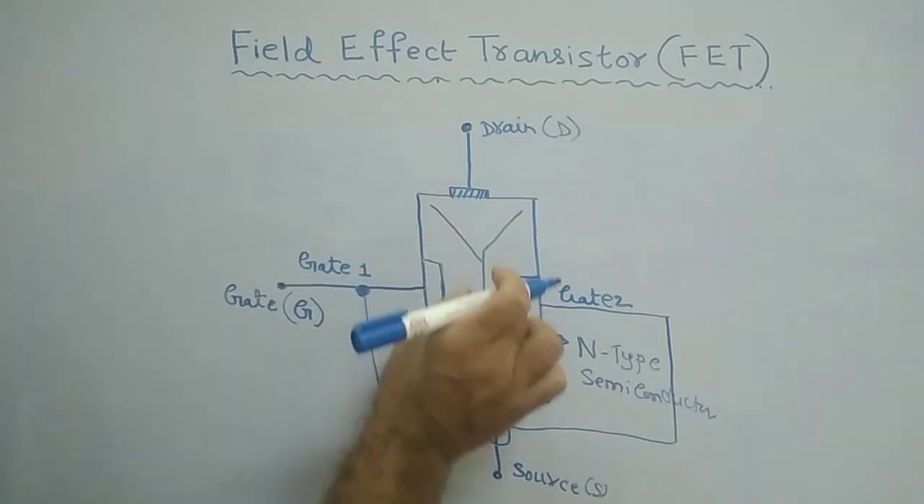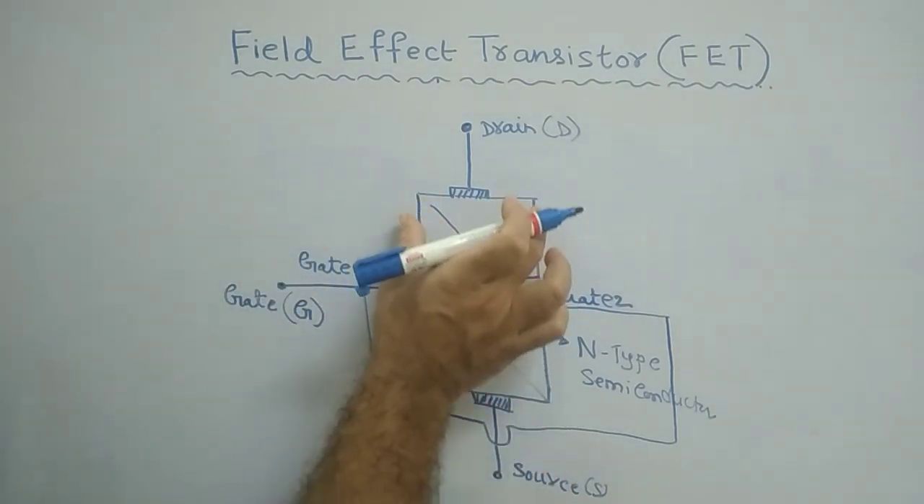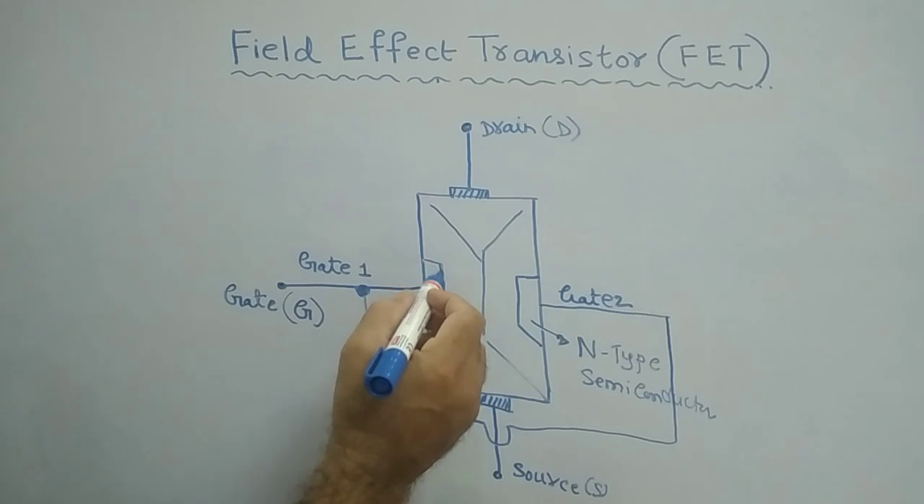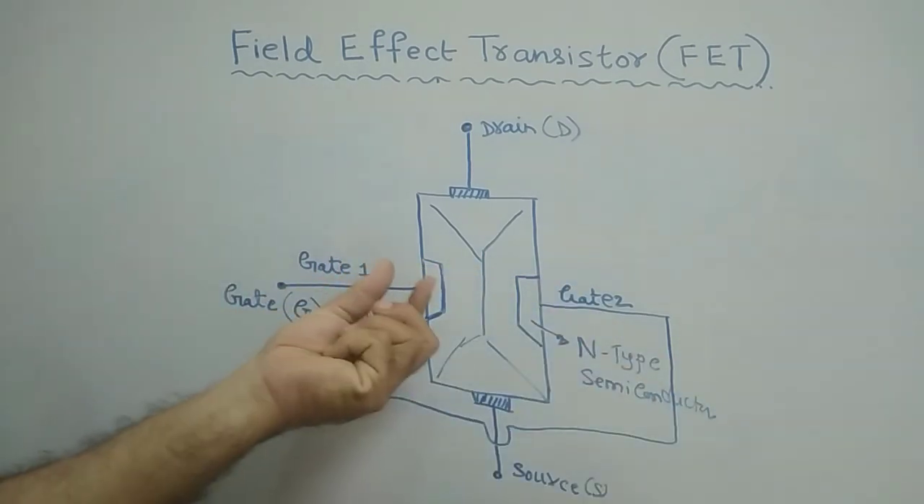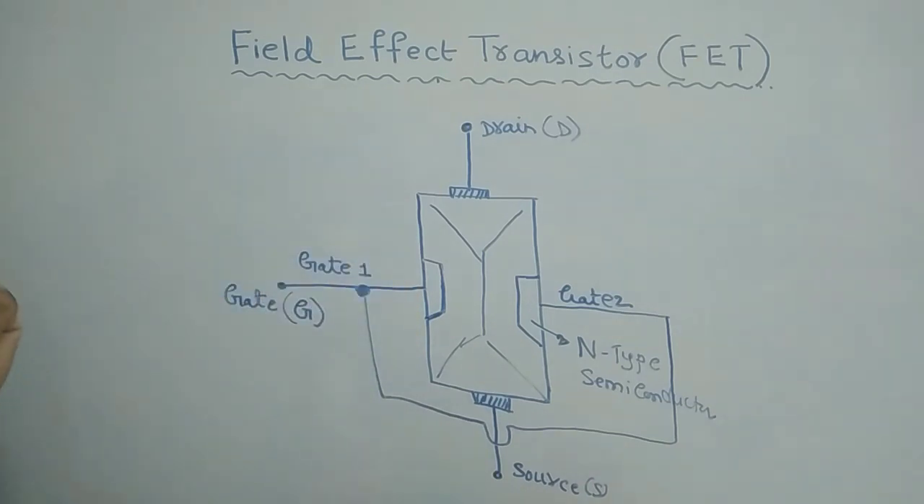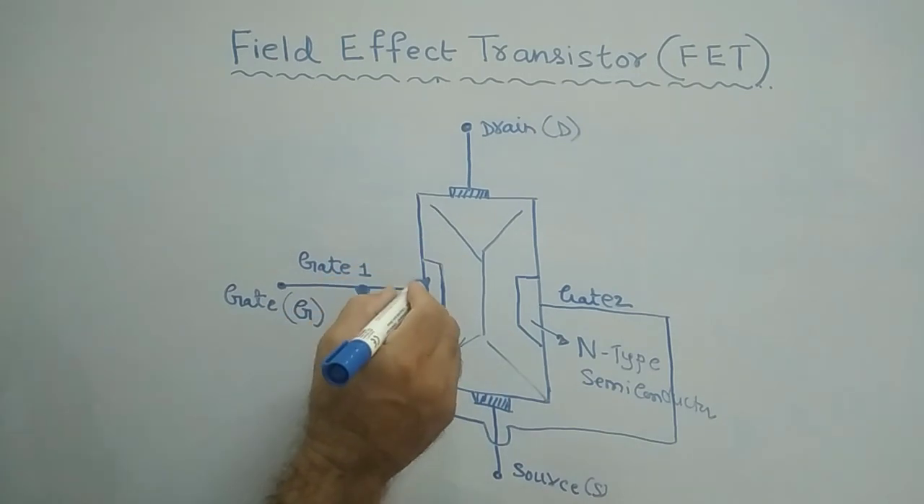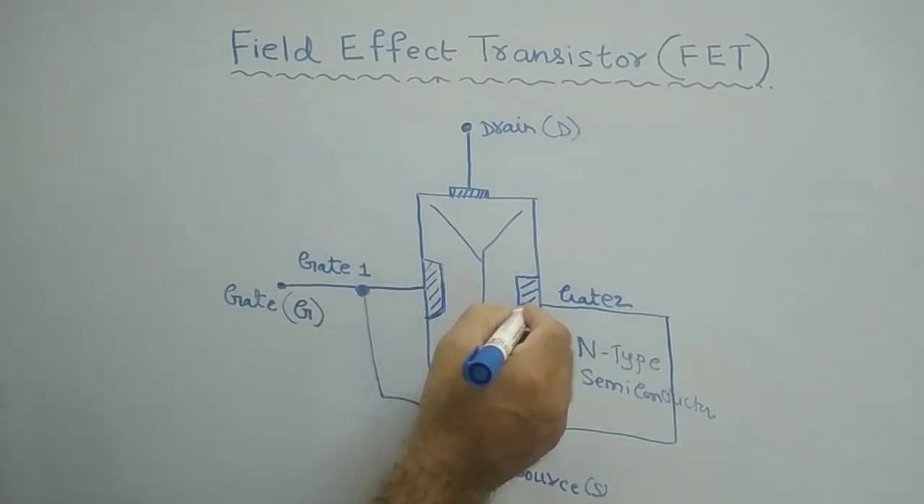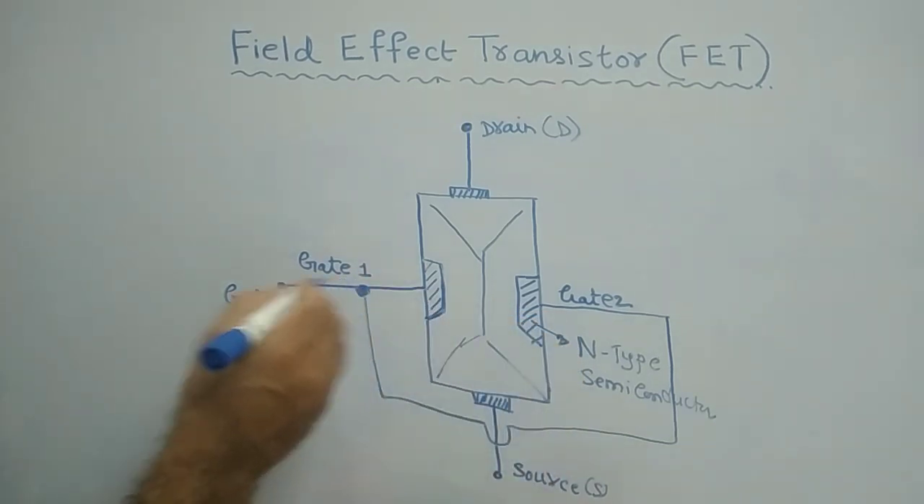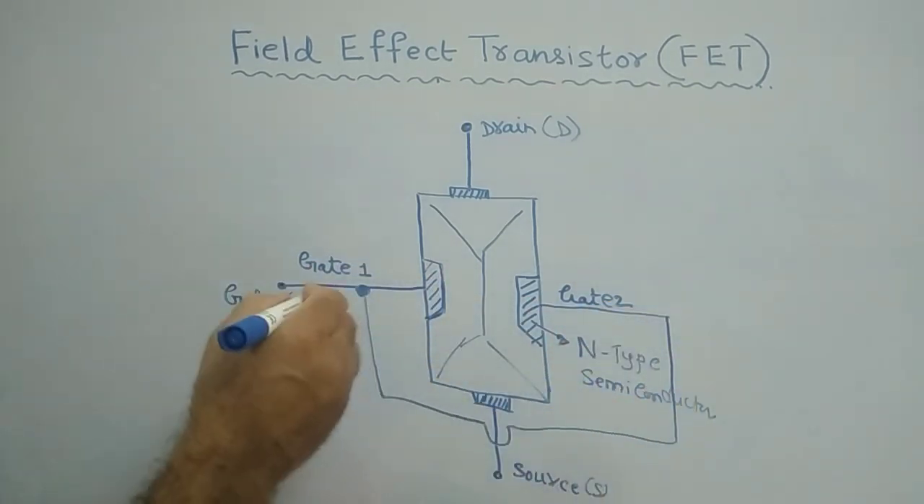This is the n channel, the n type material. Within this small portion of the area, the doping process is done with p type material. From this portion one terminal is taken out, called gate 1 as well as gate 2, and they are tied up like this.